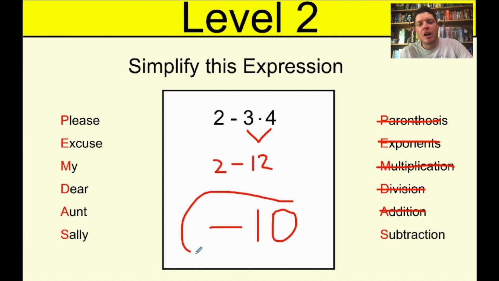Notice how I'm showing all of my steps on the screen. That's because as you do your homework assignment, I expect you to show all of your steps. I want to see things like the things you're seeing on the screen.